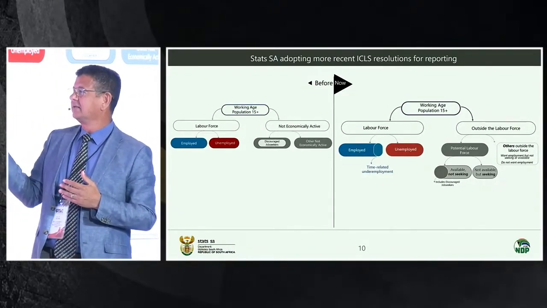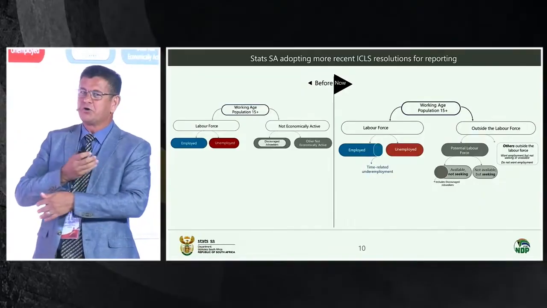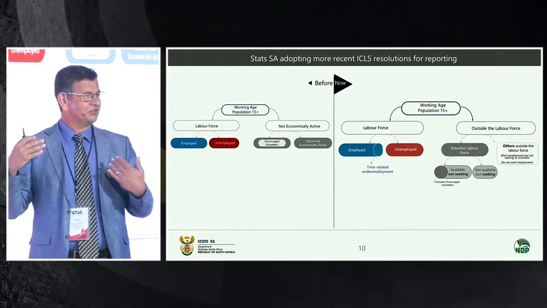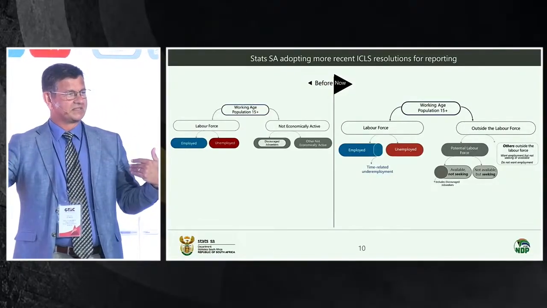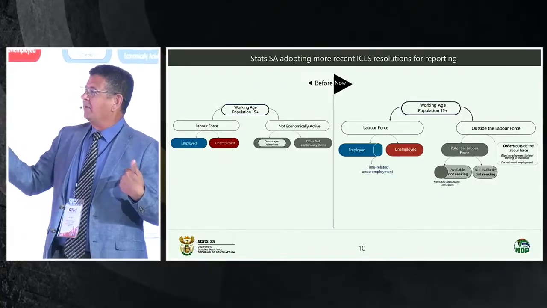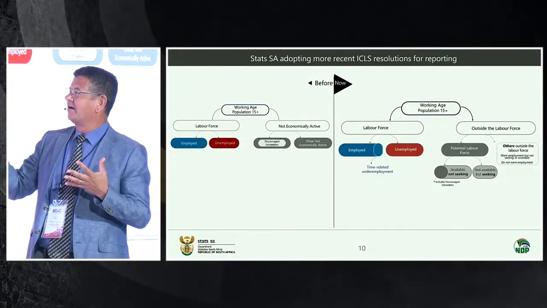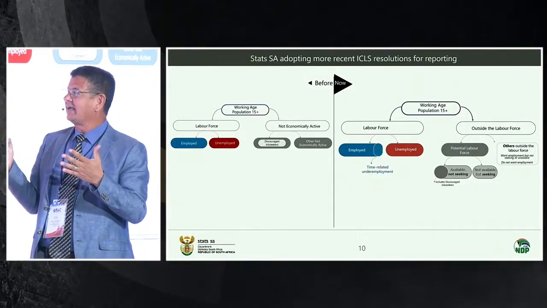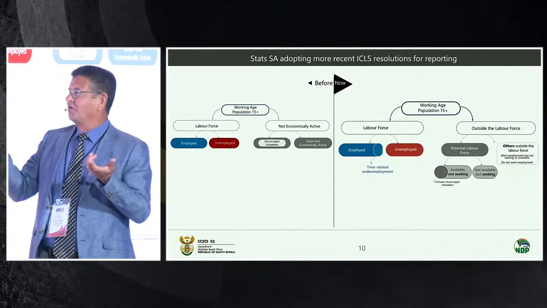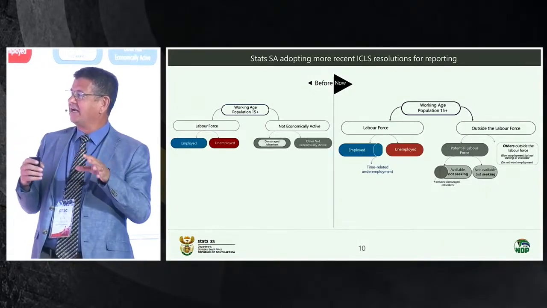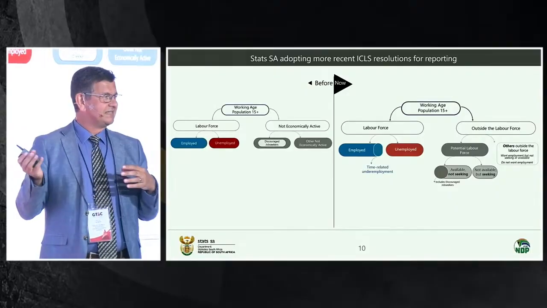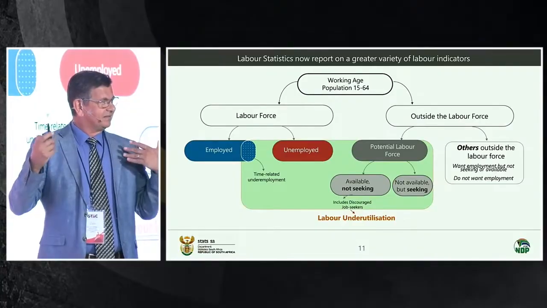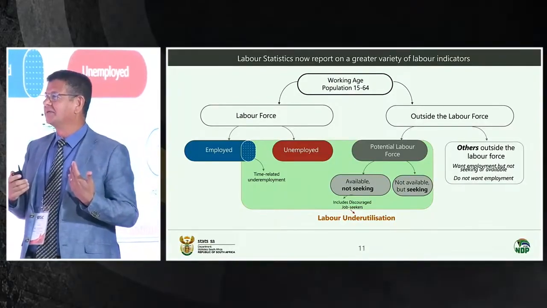But now with the new ICLS, it gives us a bit more scope to have more nuanced labor statistics. And we will all look forward to starting to do this type of analysis as the time series develops and gives us a few more data points. But it now introduces the idea of outside the labor force rather than not economically active, which now we can disaggregate into a potential labor force or the others. And then the potential one is available but not seeking, or not available but seeking. Now this looks a little bit overwhelming when you start off with, but when we start putting numbers to it, it'll be a little bit more intuitive.